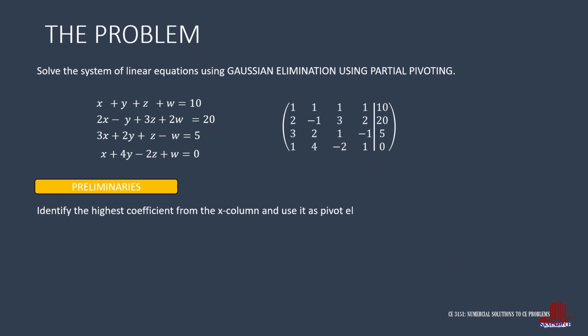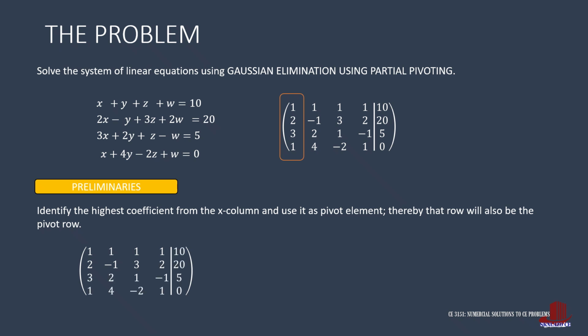After creating an augmented matrix, scout over the coefficients of x and determine the most dominant value. In this case, it is 3, found on the third row. So we place R3 to the top of the matrix.